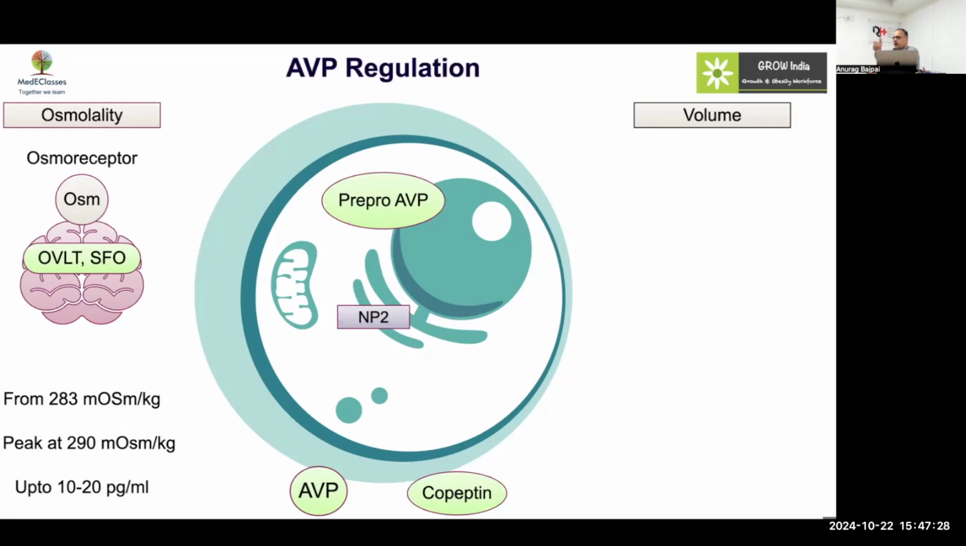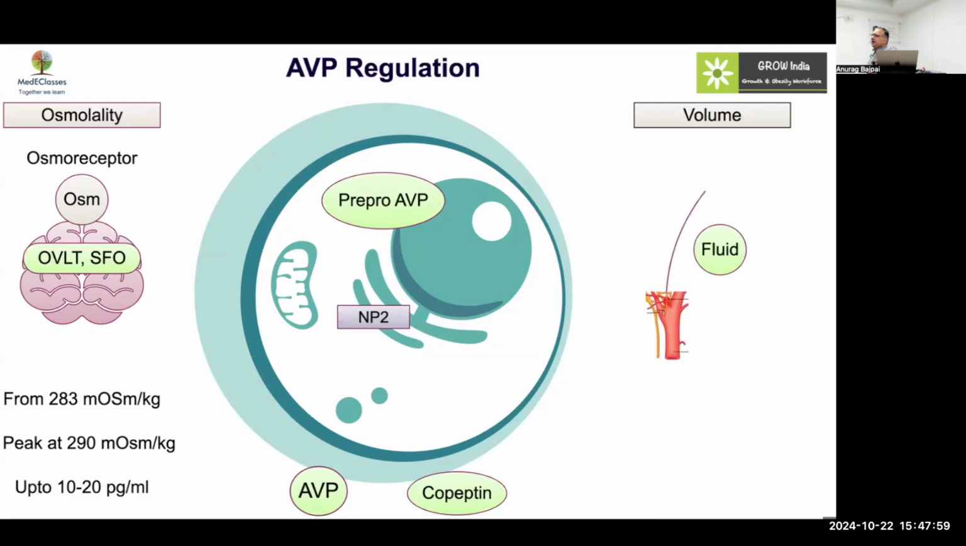What do you mean by modulator? If you have somebody who is having dehydration and his osmolality is 286 versus somebody who has hyperhydration and osmolality of 286, who will have more AVP? Yes, because that will multiply your effect. So it's more of a modulator rather than a primary cause, unless the dehydration is very, very severe.